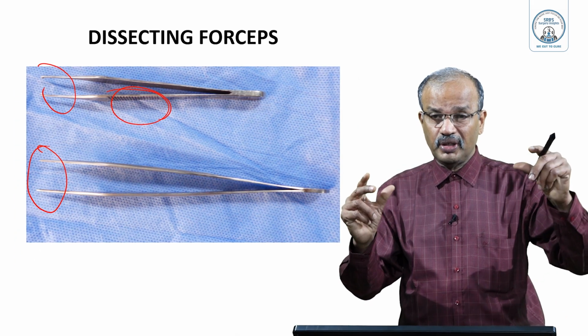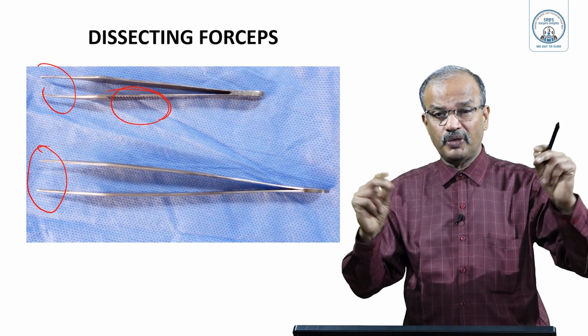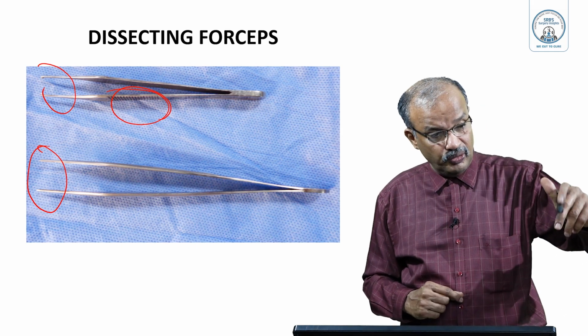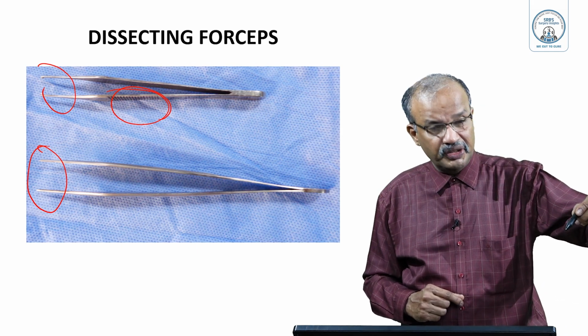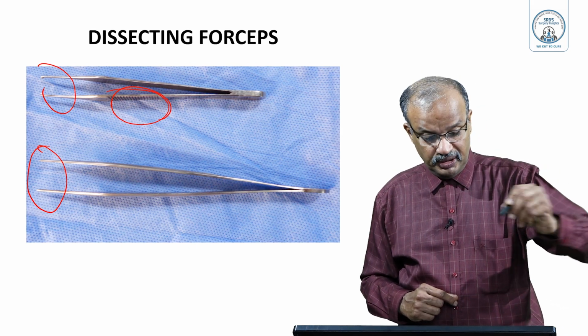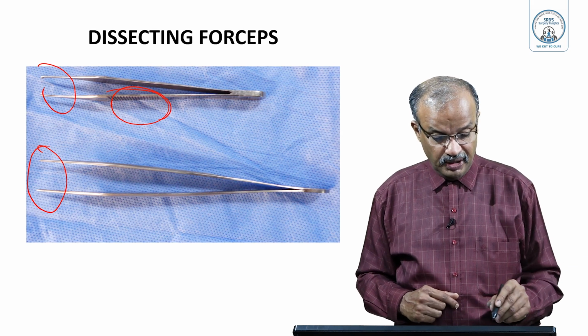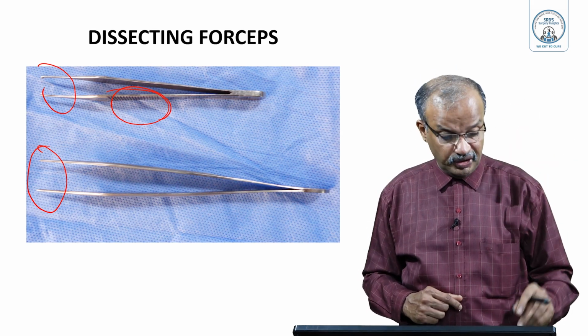The serrations give you a proper grip of your fingers, like a pen you would hold. Like this you would hold. This is exactly how to hold the dissecting forceps. Now, toothed ones are mainly used to hold the skin and tough structures.